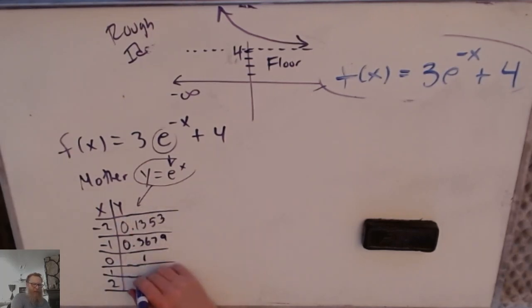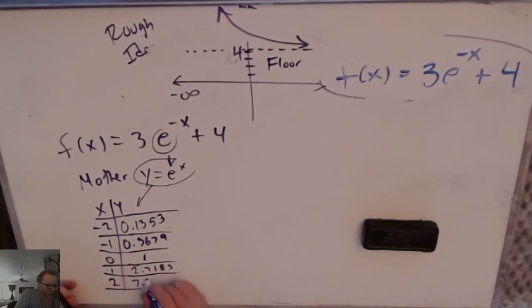This one you can do without a calculator. E to the 0 is just 1. E to the 1, you might actually memorize that one. That's 2.7183. And then e squared, 7.3891.